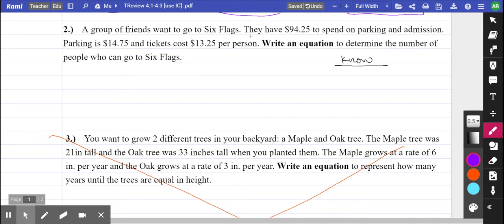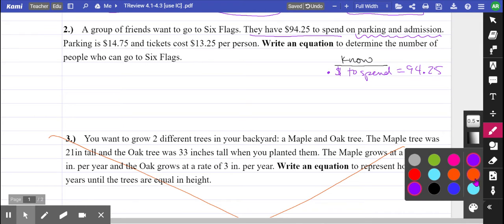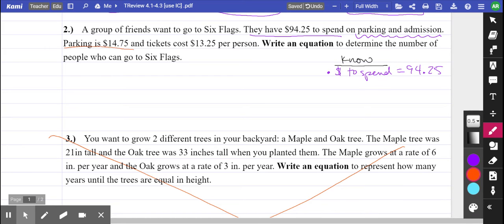Well, we know they have $94.25, so money to spend equals $94.25. And it even says over here on parking and admission, we'll talk about that later. We know that parking is $14.75.